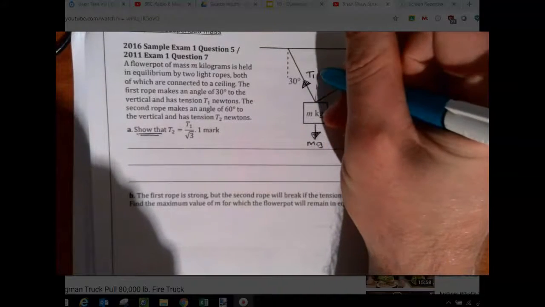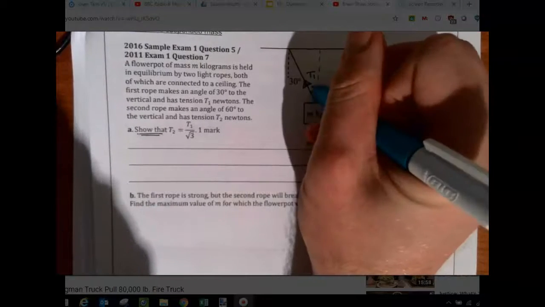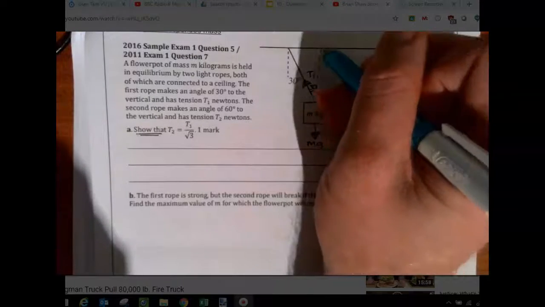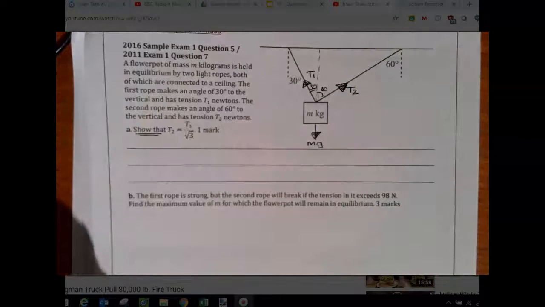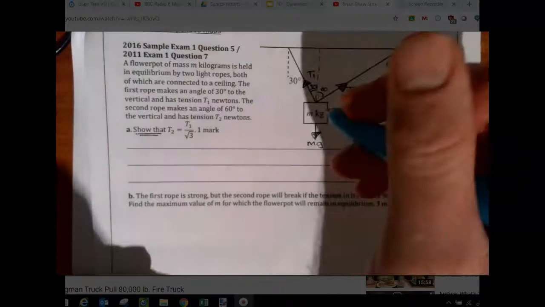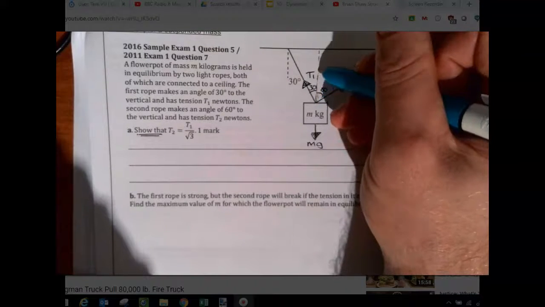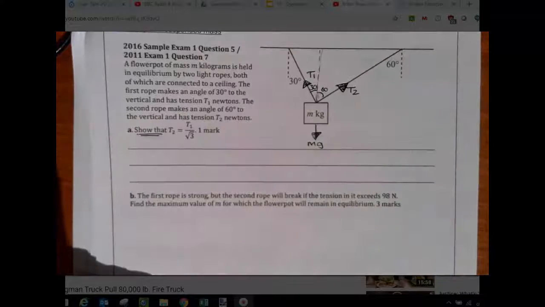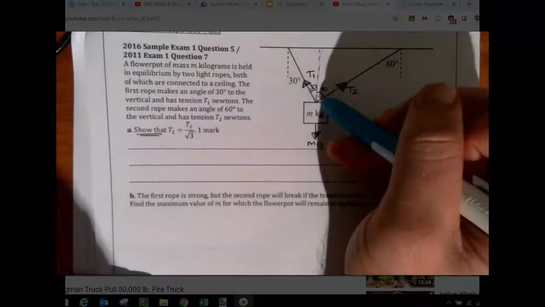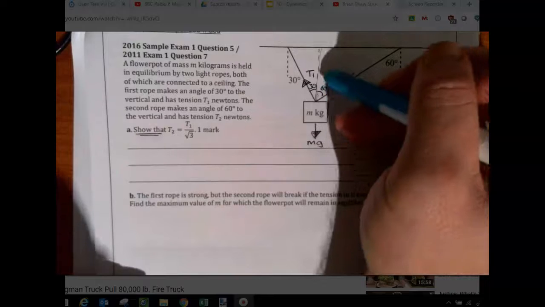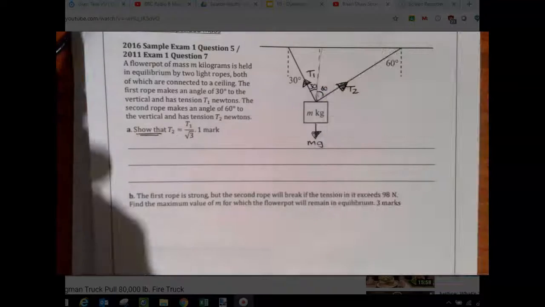Then if I just put a vertical line up here, this angle is going to be 30 degrees, this angle is going to be 60 degrees, and that's going to enable me to find my vertical and horizontal components. If I think vertically, this one is going to be T1 cos 30, this one is going to be T2 cos 60, vertical component here.